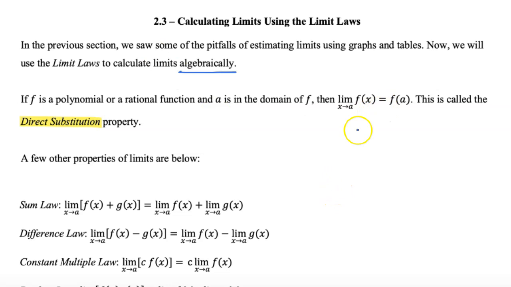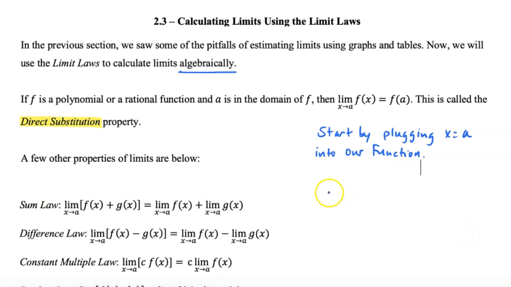All this means is that what we're going to do now is plug a into our function. This is kind of what we did in infinite limits. So direct substitution means we are going to start by plugging x equals a into our function.